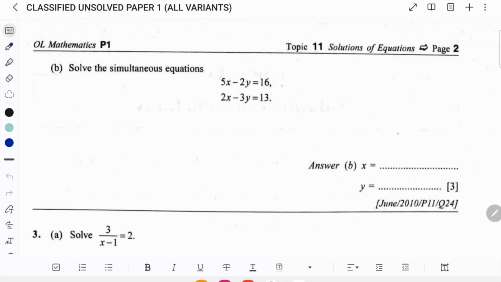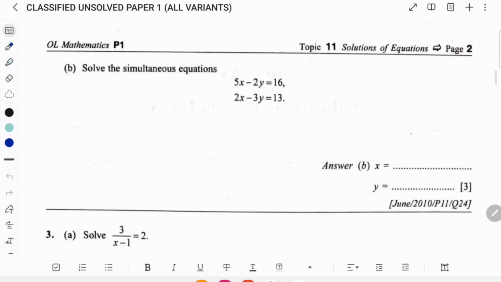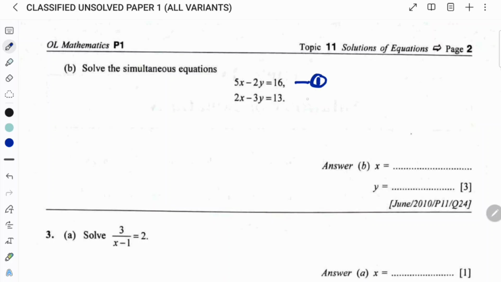For example, in this question, this is your equation 1 and this is your equation 2. Here we try to make one of the coefficients the same. If I multiply the first equation by 2 and the second equation by 5, then both your x coefficients will become 10. So I'm multiplying the whole equation, the left and the right sides, by 2, and the second equation by 5.